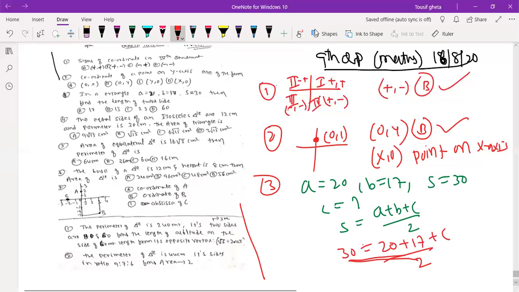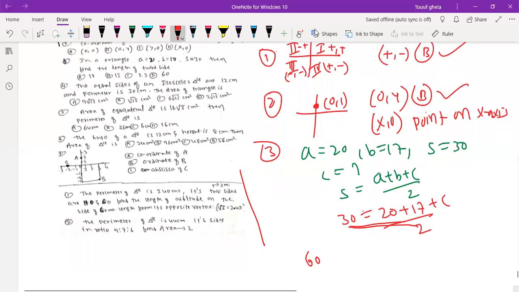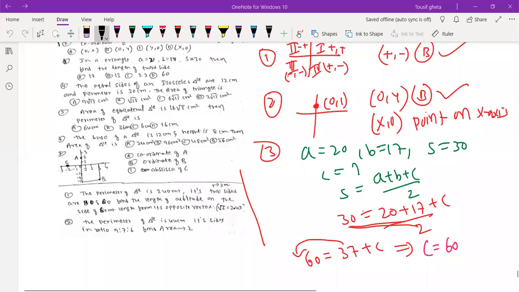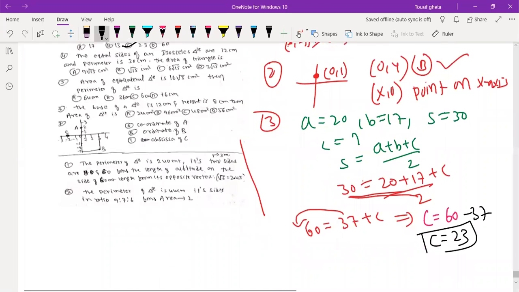So we will get 60, and 37 plus C. If I take this one here, then C is equal to 60 minus 37. So C is equal to 23. So what is that option? 23. It looks like C option, right? So C is equal to 60 minus 37, and C is equal to 23. I think it's C option. Okay, it's 23. Right.